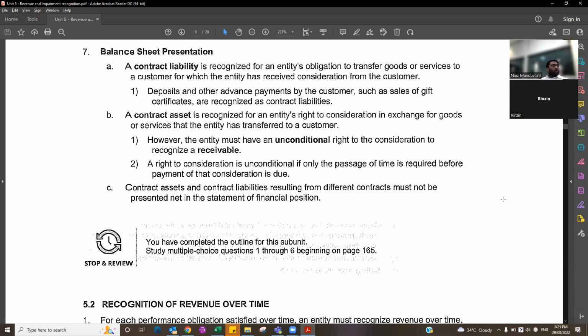How do we show this in the balance sheet? A contract liability is recognized for the entity's obligation to transfer goods or services to a customer for which the entity has received consideration from the customer. Deposits and other advance payments by the customer, such as sales of gift certificates, are considered contract liabilities. Like you might have seen in shops. When you pay 500 dirhams, they will give you a gift card. You can give this to anyone else.